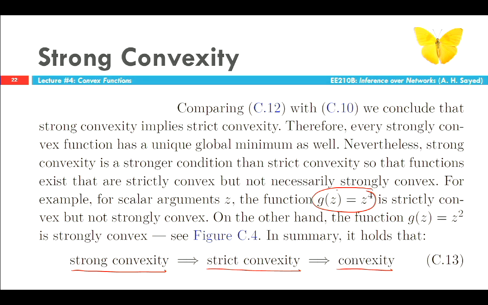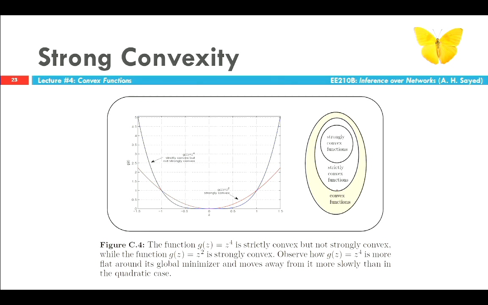So this function is strongly convex. But this function is not strongly convex. It is strictly convex. To prove that it is strictly convex, again, this is a homework problem. Just go back to the definition. Apply the definition of strict convexity to this, and you'll be able to conclude that it is strictly convex. So this is an example of a function that is strictly convex but not strongly convex, okay? Now, let's look at a plot.